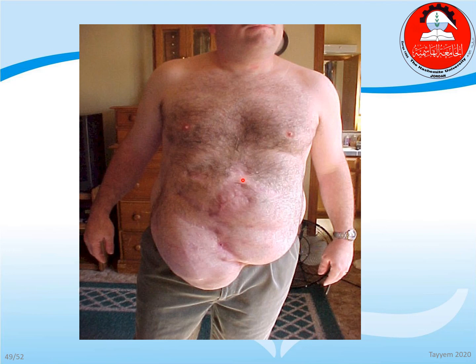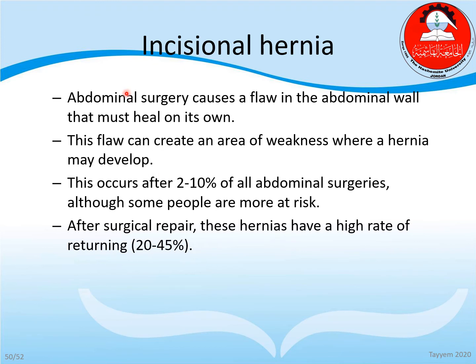This is an incisional hernia. You can see that's the big incision, and this is the incisional hernia here and there. Any type of surgery will make a defect and weakness in the abdominal wall, and that weak area is a potential site for hernia development later.